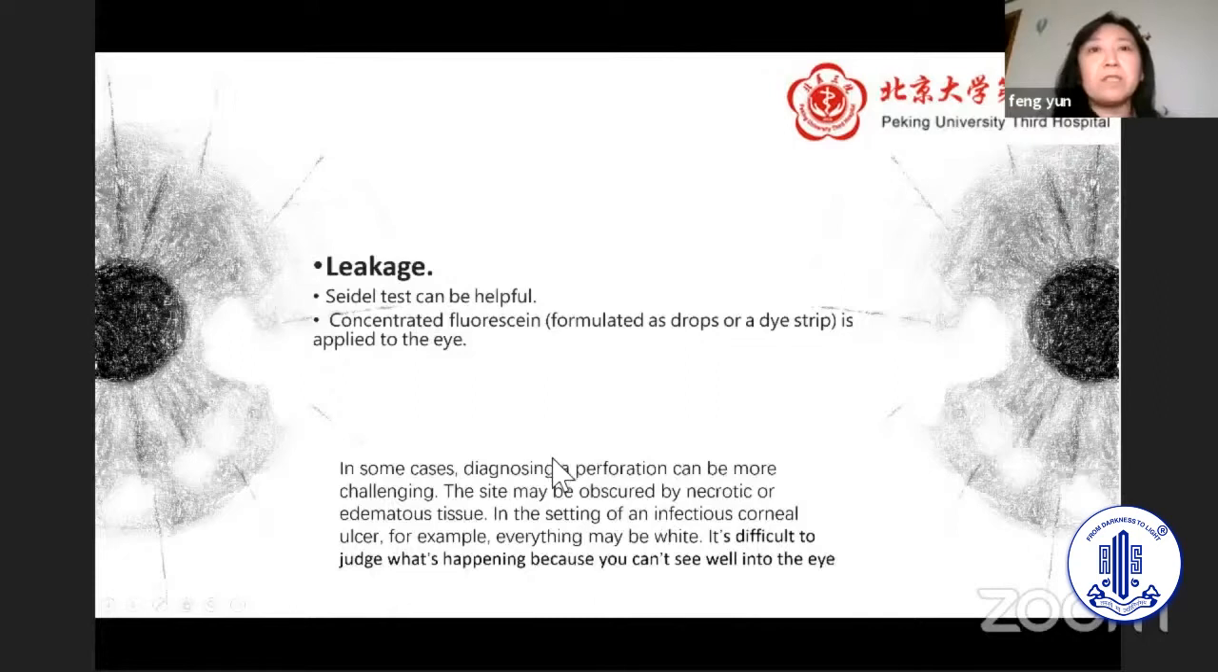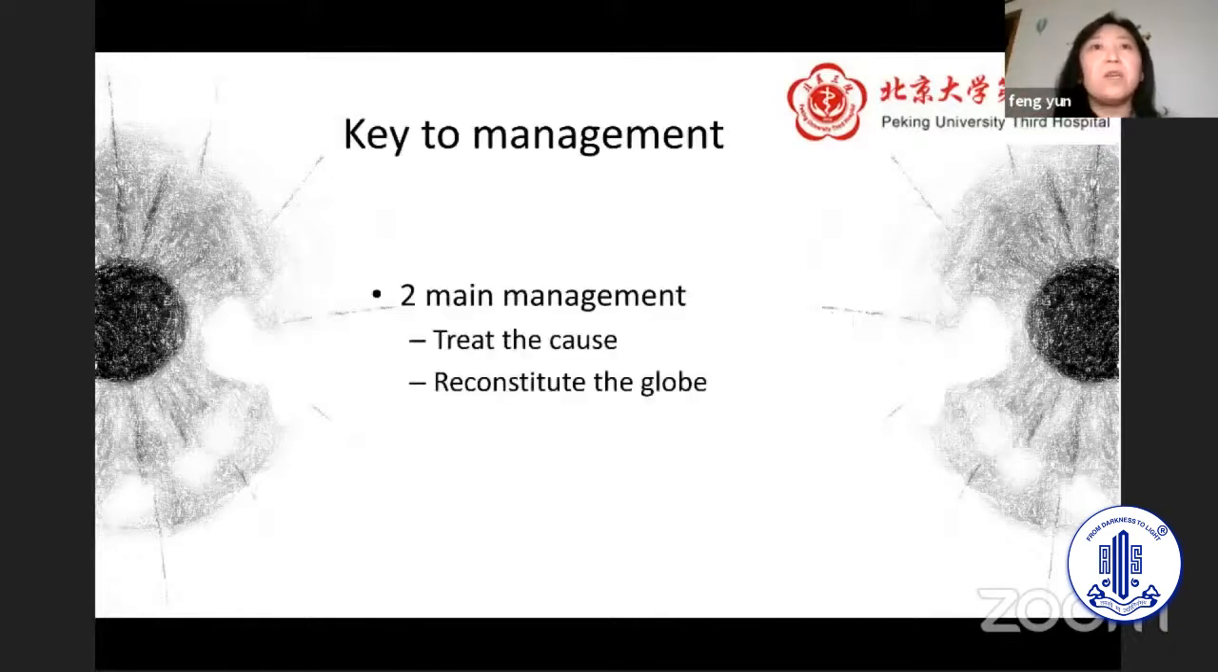Sometimes with severe corneal lesions, where the lesion is white, it is difficult to tell whether there is a microperforation or not. For those cases, we need to pay attention. The key to management has two parts: treat the cause or reconstitute the globe.